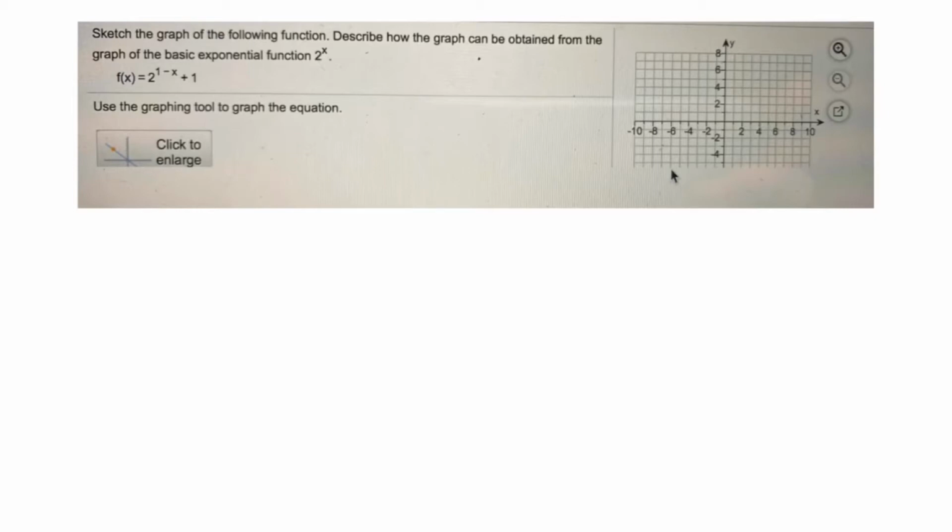All right, here's a good question. It says to sketch the graph of the following function, describing how the graph can be obtained from the basic exponential function. Okay, so the basic exponential function, y is equal to 2 to the x, or f of x is equal to 2 to the x, either of those. The basic function is going to have this kind of shape to it. This one has some transformations that we'll look at in a second.